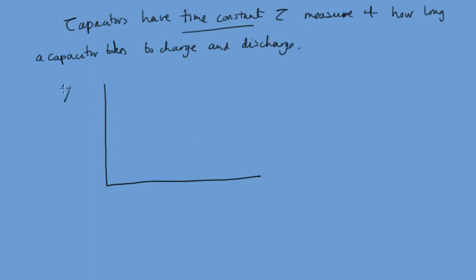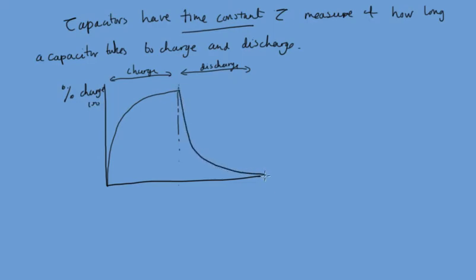So if this is the percentage charge, and we're going to make this line here like this, this is charging, discharge. So we start here, and then we go up to 100% charge, that's 100%, and then I'll go down here to discharge. This is over time.